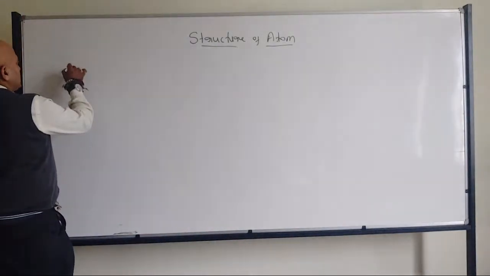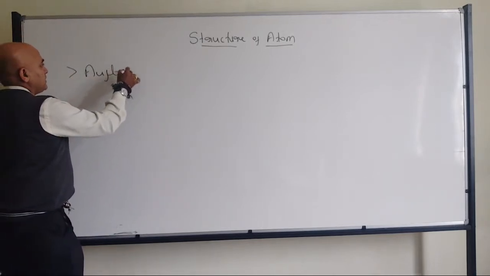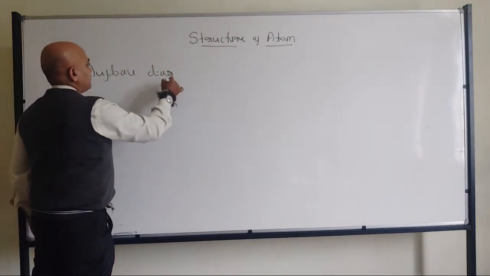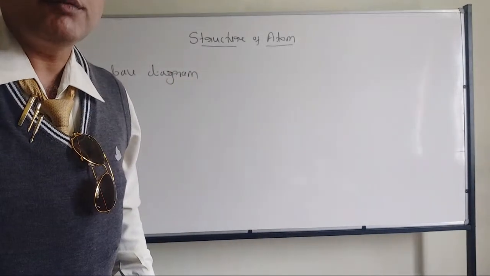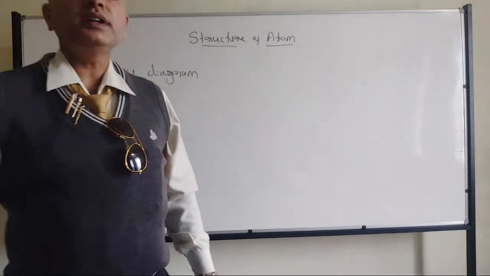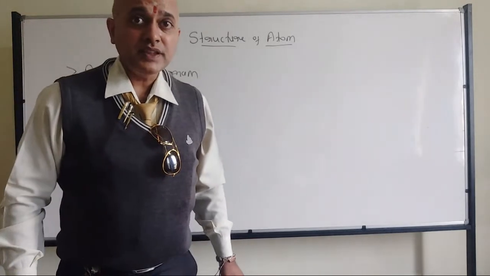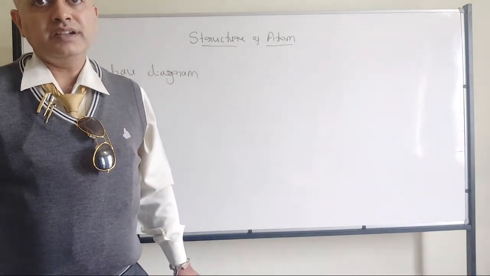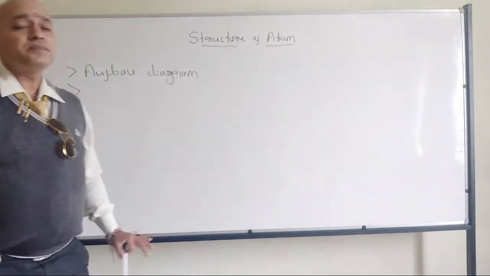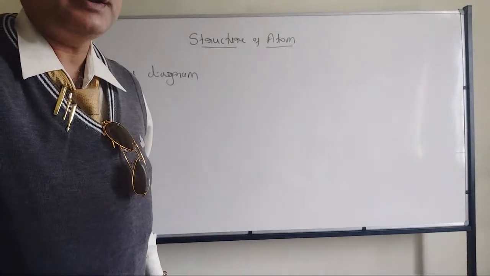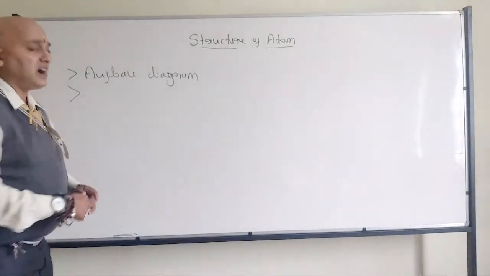Very good. First, we discussed the Aufbau diagram. Why is this Aufbau diagram required, or what does it talk about? It talks about the distribution of electrons from lower energy to higher energy. Many of you have written Aufbau principle or Aufbau diagram. That's what we discussed in the last class.